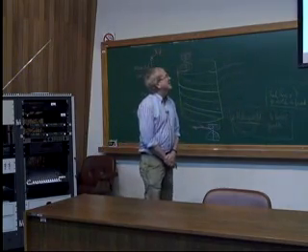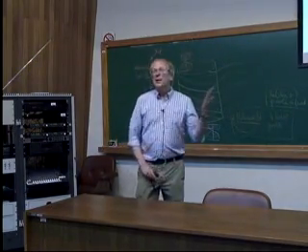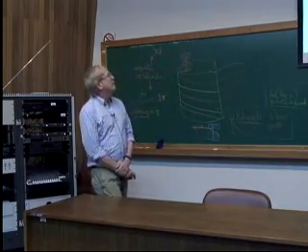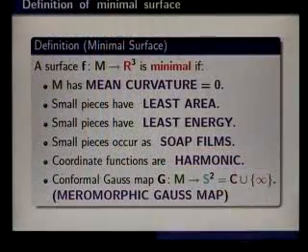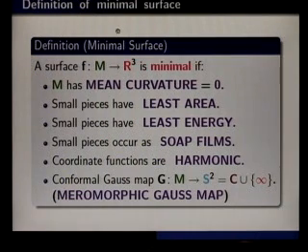Okay, so let me start at the very beginning. Minimal surfaces, everyone is pretty familiar with the definition. I want to focus on the equivalent properties. The property that the coordinate functions are harmonic seems to me one of the more useful properties, and that the Gauss map is a meromorphic function on a minimal surface. I'm thinking orientable in this case.